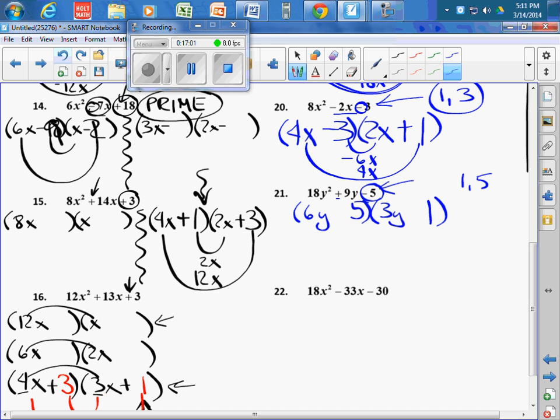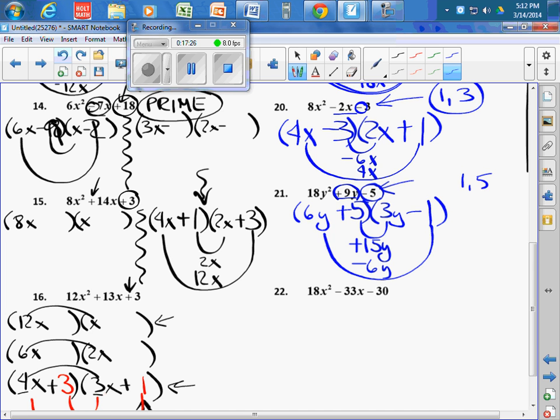Can I come up with a positive 9y out of this? I'm thinking we can. Here's 15y. Here's 6y. If one's plus and one's minus, yeah, I'm going to be able to get positive 9y. If the 15 is positive, that'll give me a plus 5. The 6 is negative, so I make that a minus 1, and I get my 9y in the middle.